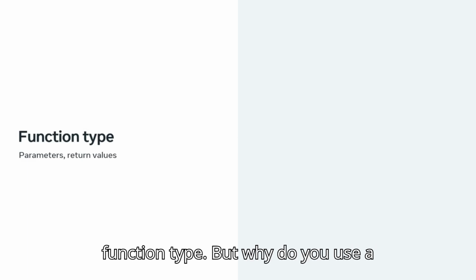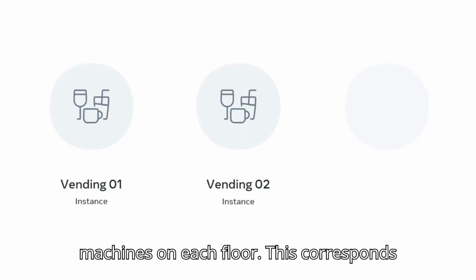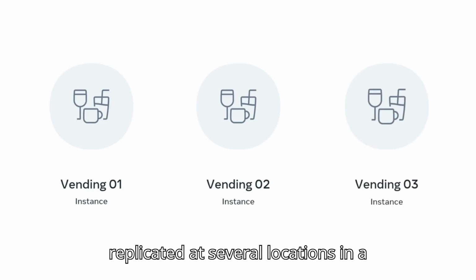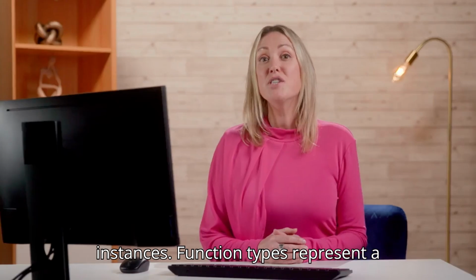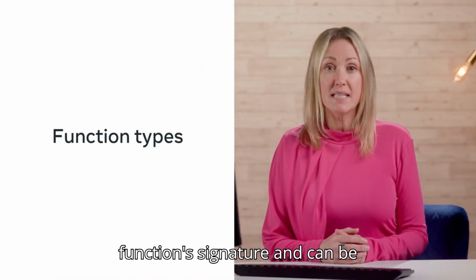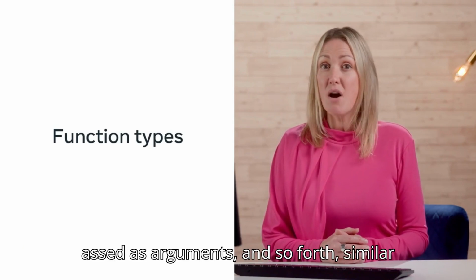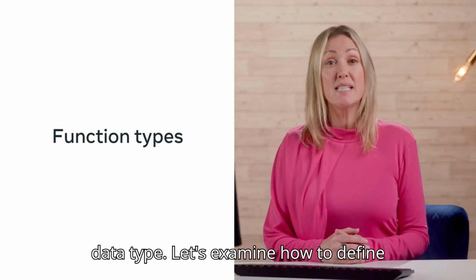But why do you use a function type? Let's say you are in a shopping mall that has several vending machines on each floor. This corresponds to the vending machine function being replicated at several locations in a mall. That is to say, there are multiple instances. Function types represent a function's signature and can be instantiated to be stored as variables, passed as arguments, and so forth. Similar to a variable that belongs to any other data type.